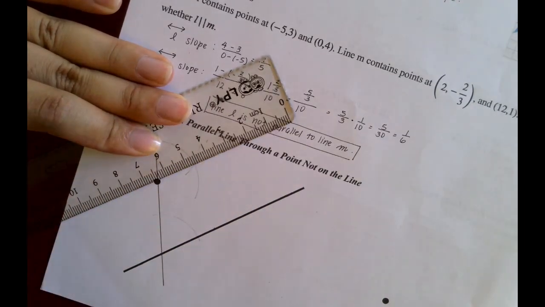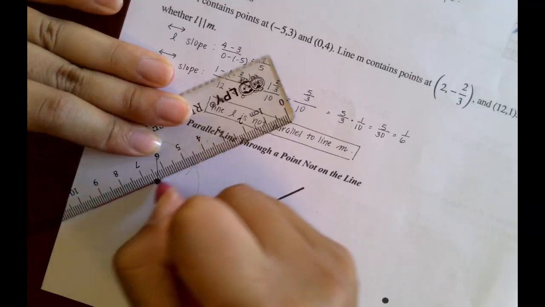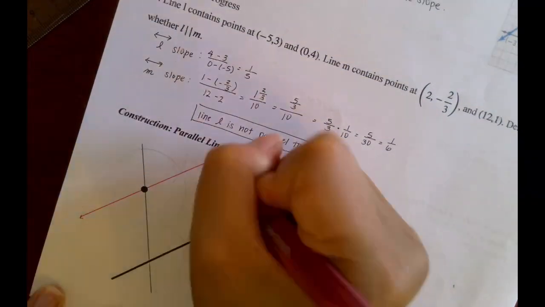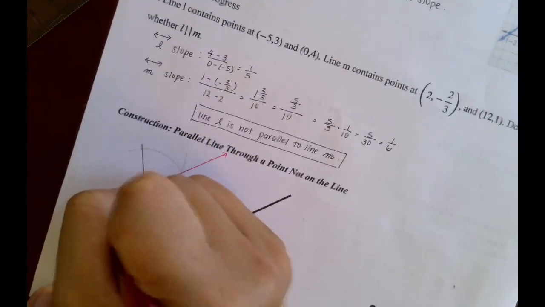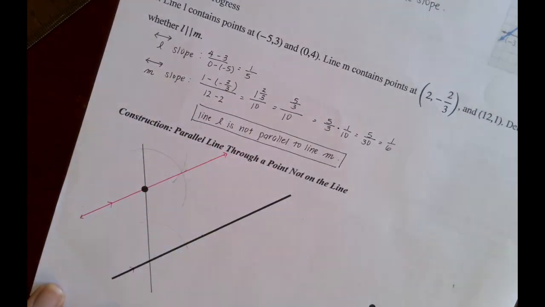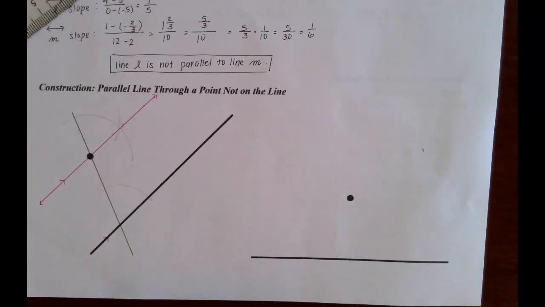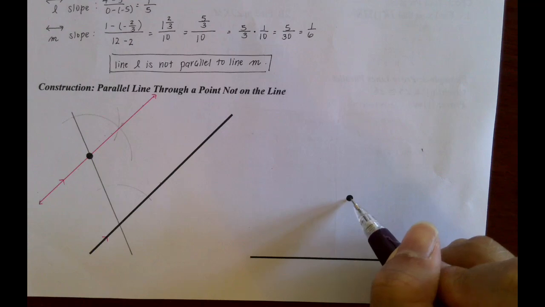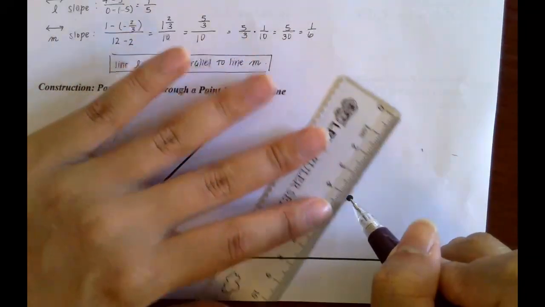Let me do it again. Okay. And now, I have my parallel line. This is parallel to this. Okay, so let me try it again. So the first thing you're going to do is connect your point to somewhere on the line you want to be parallel to.